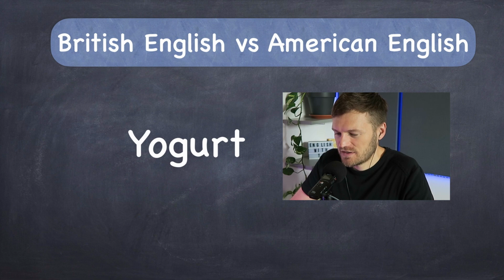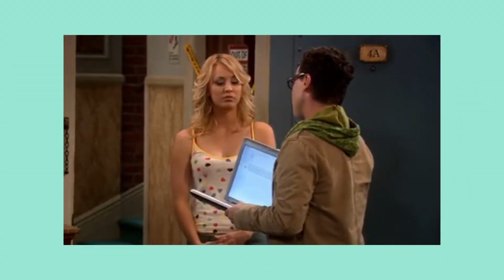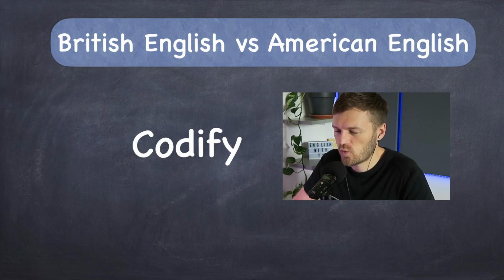The next word is spelled Y-O-G-U-R-T. And in British English, it would be pronounced yogurt. So once again, the O is more like an A sound, yogurt. And in American English, it would be more like yogurt. So the O is very round. Once again, yogurt and yogurt. Here's an example of the British English pronunciation for you. Here's an example of the American English pronunciation for you.